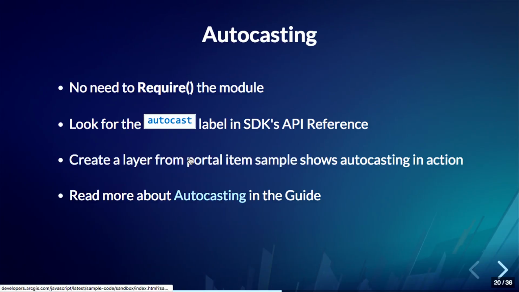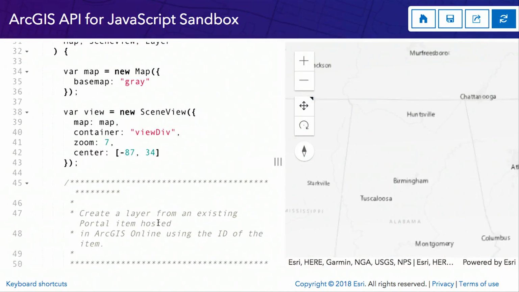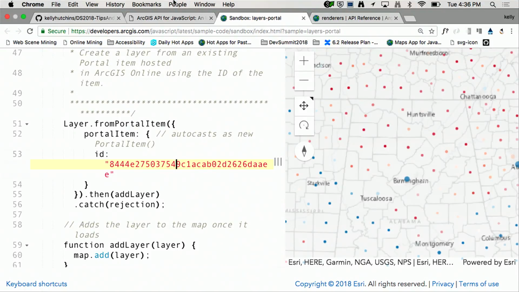We have a sample, create layer from portal item, and it shows autocasting. So let's look at that really quickly. This one actually autocasts this portal item. We have this layer class, and it has a from portal item method. And there's actually a portal item module in the API. You could load it, you could require it, and you could say var myPortalItem equals new PortalItem and set this ID. Or you can do what we call autocast, which is you just pass in this portal item and specify the ID, and the API does its magic behind the scenes and knows you need that portal item module and gets it for you. So keep an eye out for that autocast label.